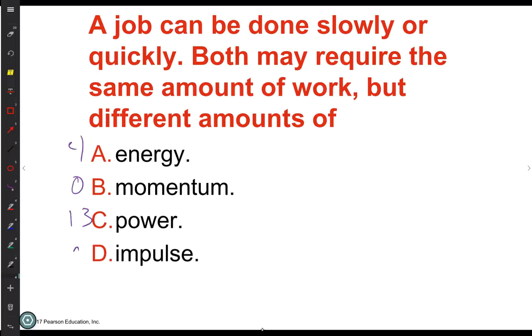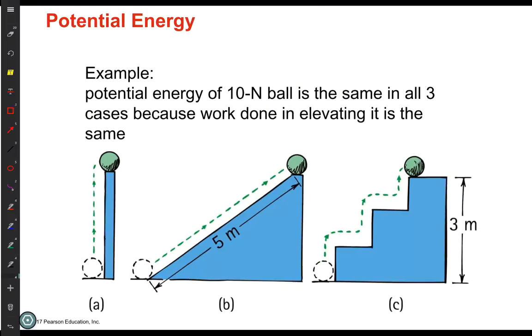Because nobody answered impulse. Okay, so we had a pretty strong... I'm not going to ask somebody. The definition of power is work divided by time. And if you do it in a different amount of time, it's a different amount of power. So we got that squared away.